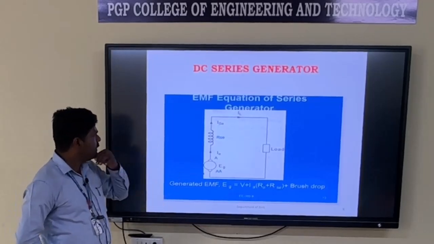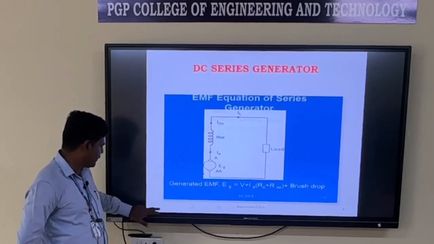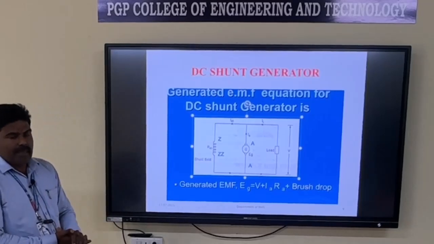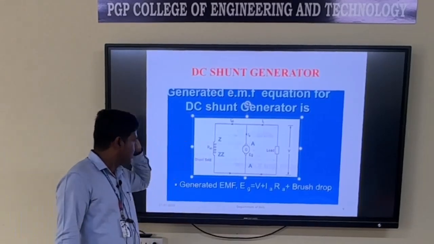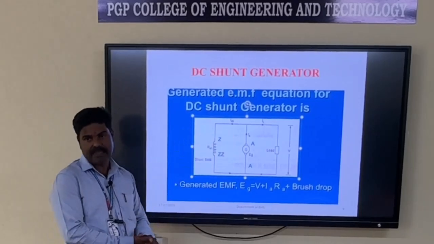This is about the DC series generator. Then DC shunt generator. Here this field winding is connected in parallel with the armature winding. This is known as DC shunt generator.